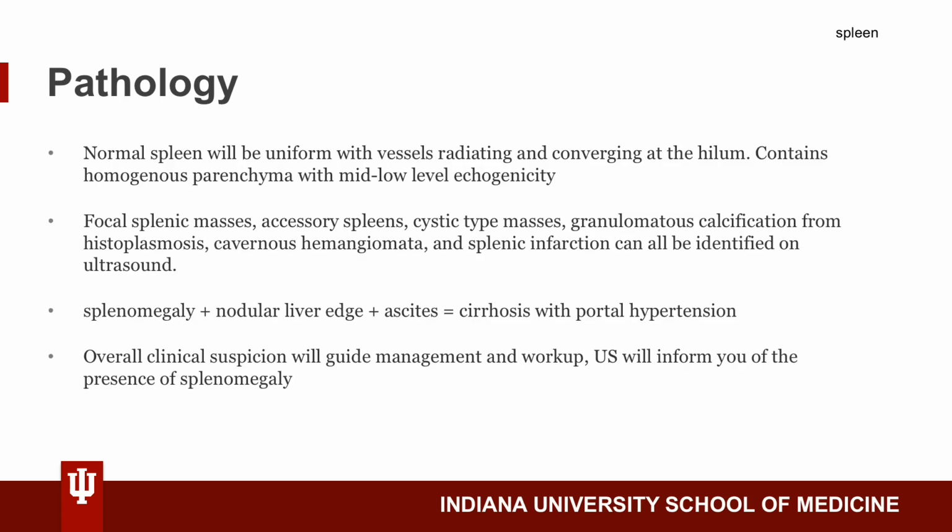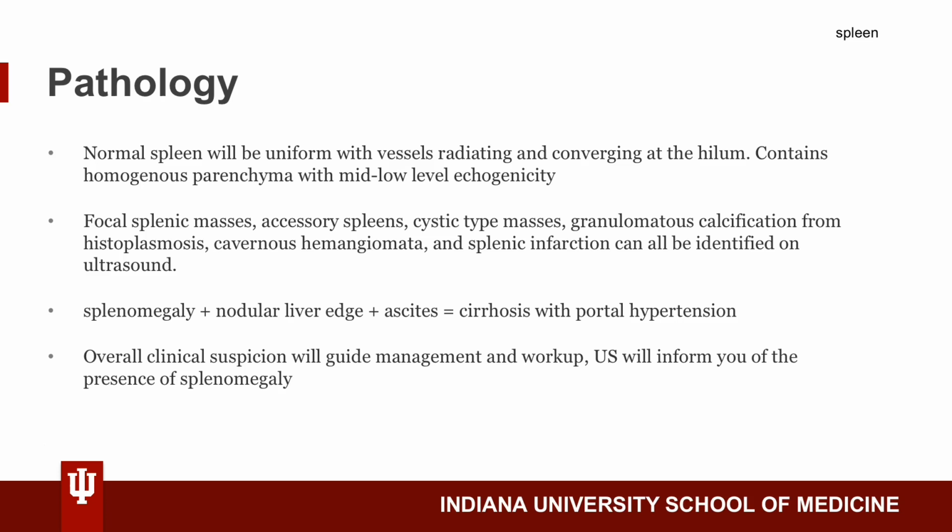Okay, so now to discuss spleen pathology. Just to discuss why we want color flow, you want your spleen to be uniform in shape, size, and echo texture, and you want to see vessels radiating and converging at the hilum while you're fanning through. Your spleen should have homogeneous parenchyma with mid to low level echogenicity. That second bullet point discusses things you can find on ultrasound, including splenic masses, cystic masses, and granulomas.